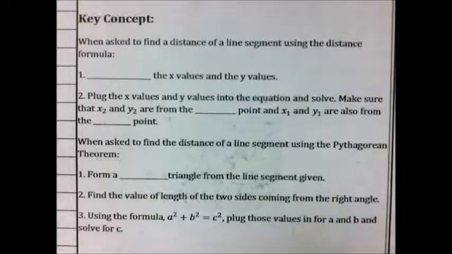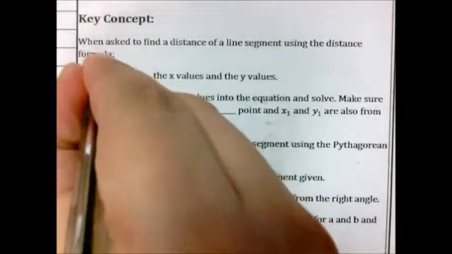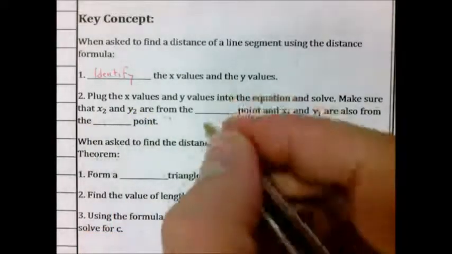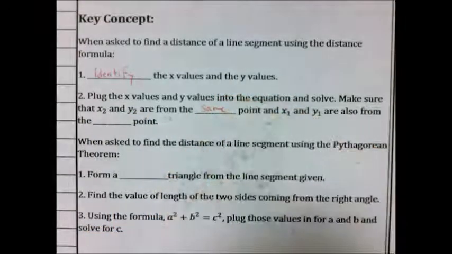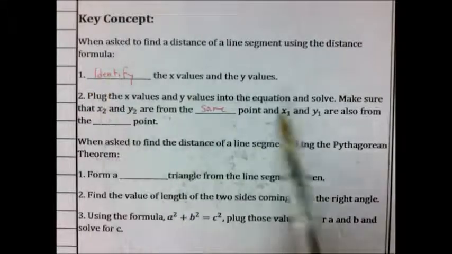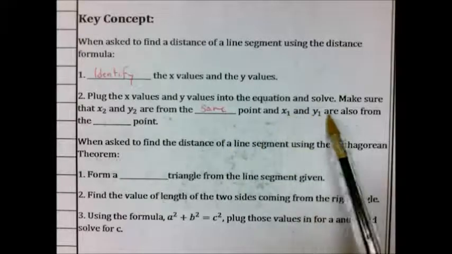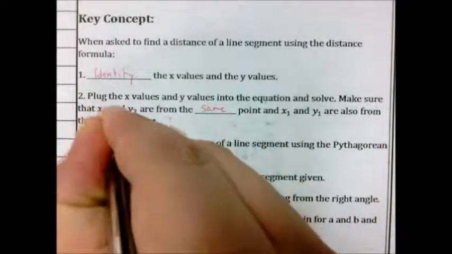When we're asked to find the distance of a line segment using the distance formula, the first thing you want to do is identify the x and y values. What are the x values of the two coordinates you're dealing with? What are the y values of the two coordinates you're dealing with? Then, after you do that, you need to plug the x and y values into the equation and solve. Make sure, this is very important, that x2 and y2 are from the same point. You can't have 2 points and take the x value from one point and the y value from the other point. It needs to come from the same point. And same thing, x1 and y1 are also from the same point.